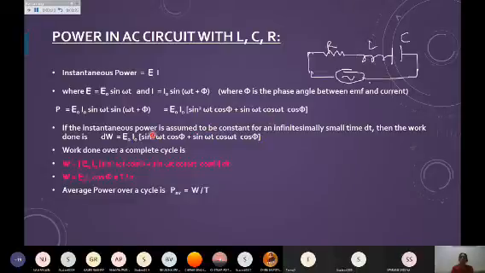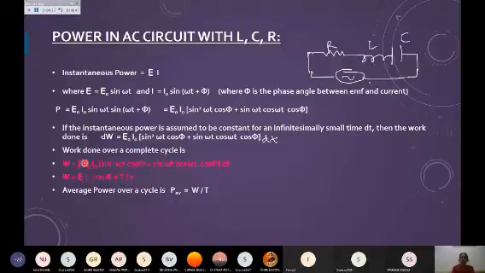Now we are talking about the instantaneous power. If it works for a small time dt, then the work done dW you can write as this same value, and the work done over the complete cycle we get by integration. If I integrate over the complete cycle, I will get the total work done for this cycle. You have to do that integration part, beta, then only you will get the answer. And I get it equals E naught I naught cos phi into T divided by 2.